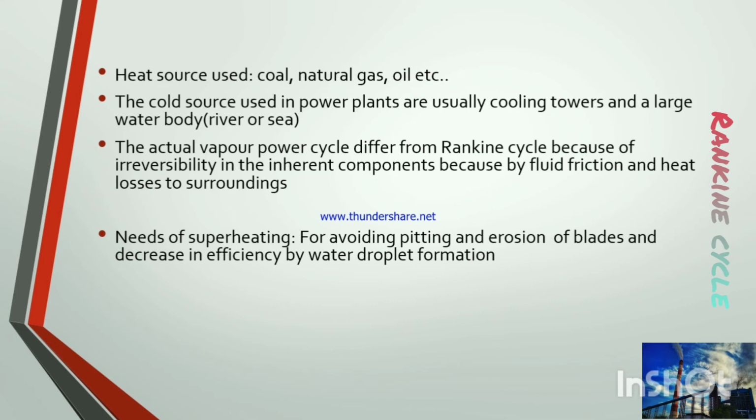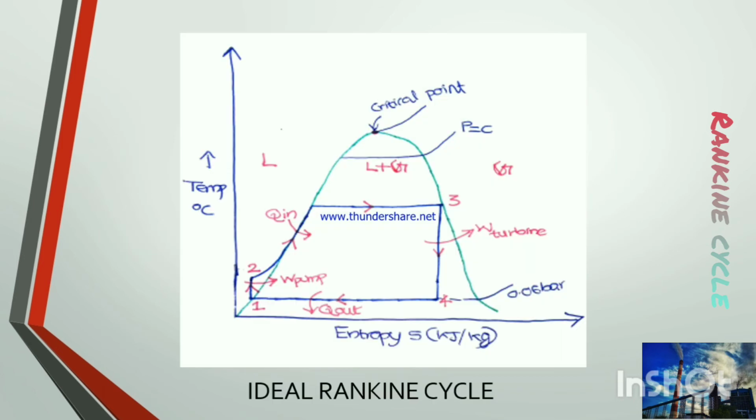And the actual vapor cycle differs from Rankine cycle because of its irreversibility due to losses such as frictional losses and heat losses to surroundings. And then we will discuss the need of superheating.